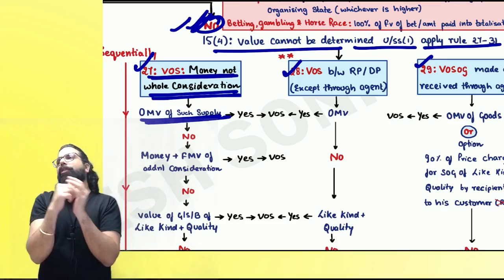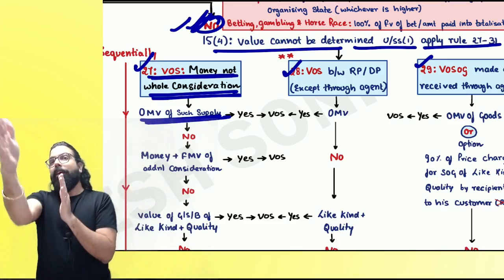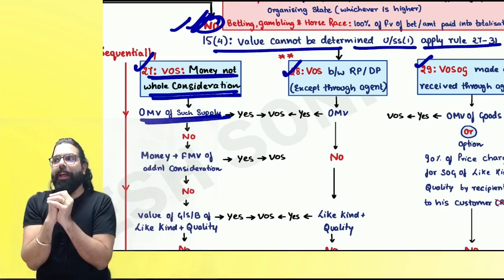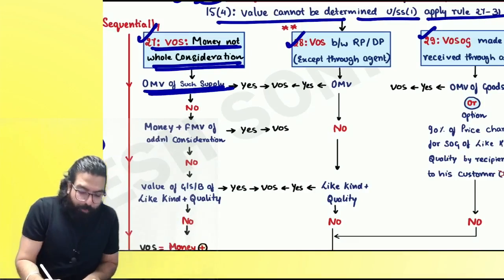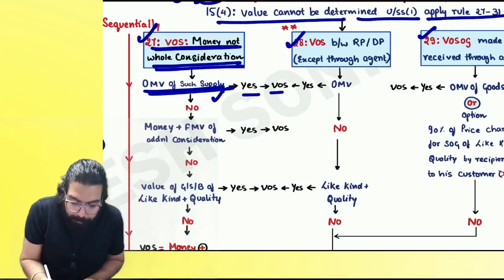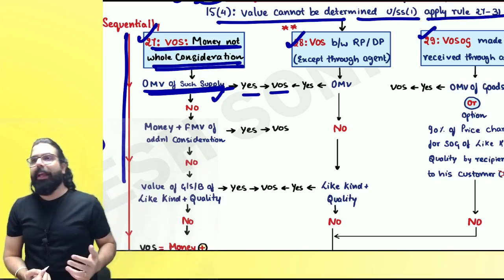Supposedly, I gave it to Venki also for 5,000 rupees, and Venki also gave me his watch. Can you tell me what is the value of supply between me and Venki now? Sir, 5,000, 10,000 rupees. Are we clear, everyone? Sir, if open market value is available, please take that. Always remember you have to go sequentially. Can I go ahead, everyone?